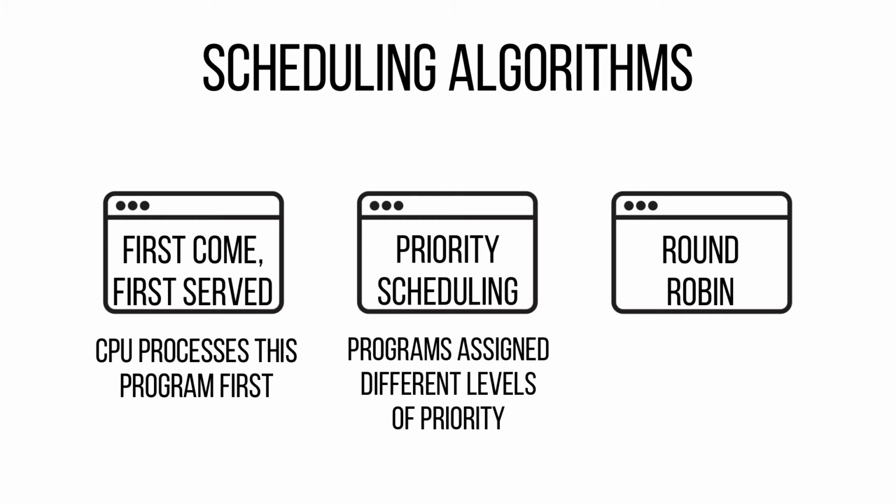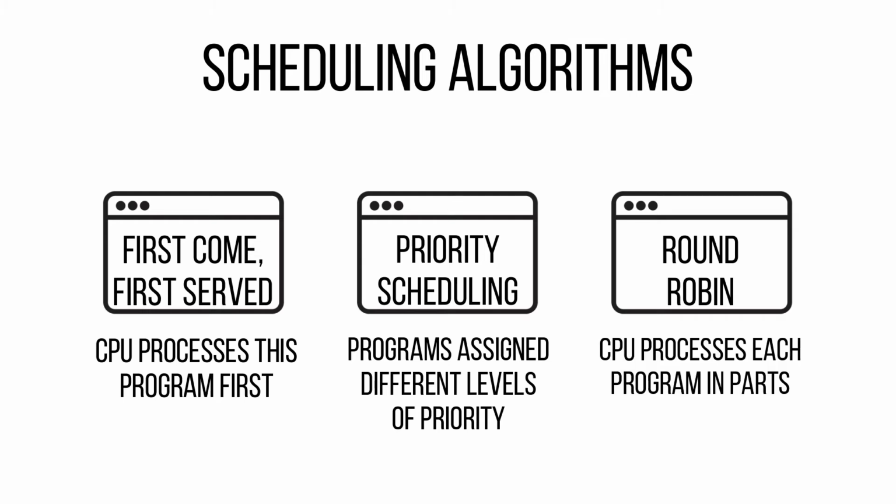In round robin, scheduling time on the CPU is divided into equal parts called time slices. Time slices are allocated to each program equally and cyclically.